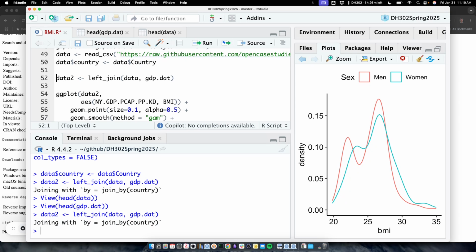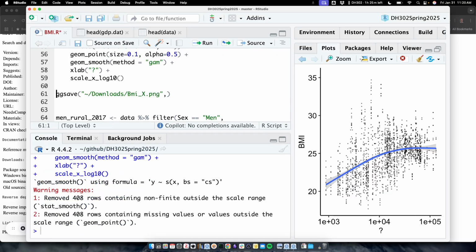Very, very simple to understand. It does what it says: the left data frame is joined by the right data frame based on a column, which is country, which is common. Okay, then I'm going to cheat a bit and just plot everything, right? This is cheating because there are men, women, national, rural, and urban, but it's fine. I just want to see the trend.